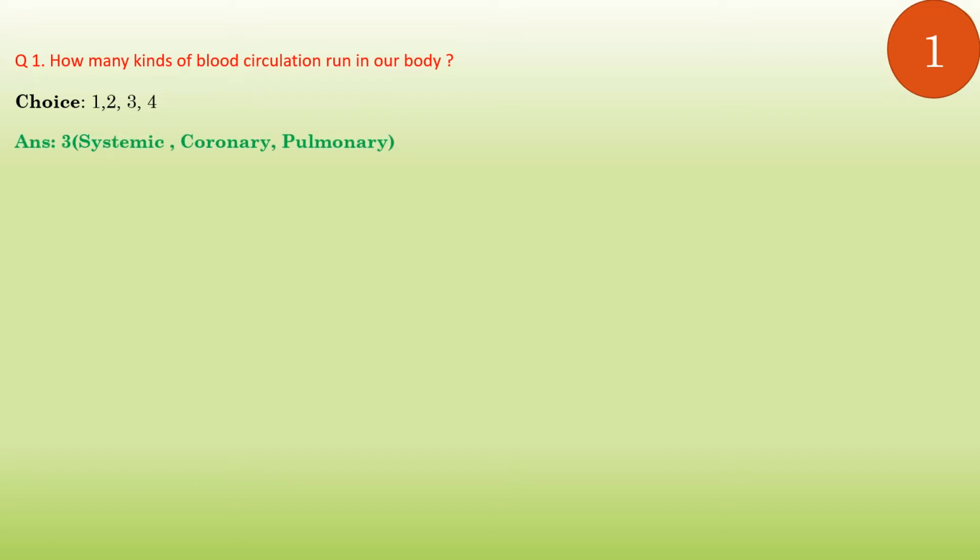Systemic circulation, which is apart from lungs and heart. Coronary circulation, which is pertaining to heart. And pulmonary circulation, which is pertaining to lungs.